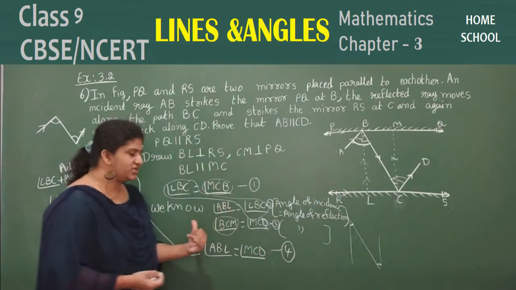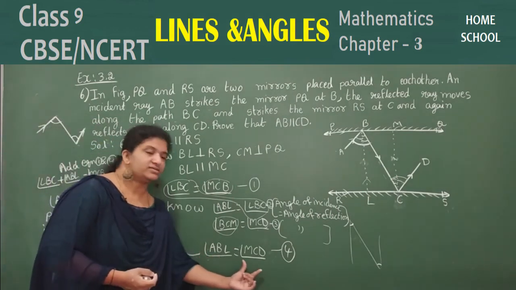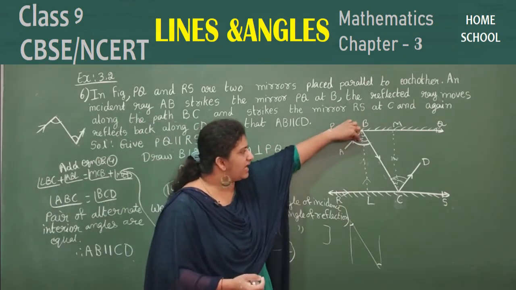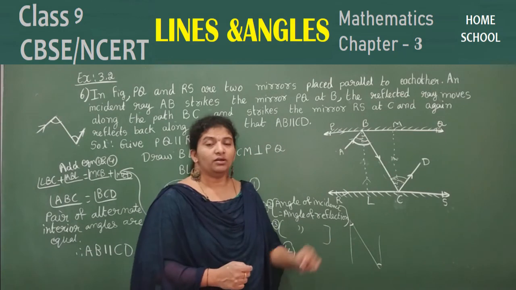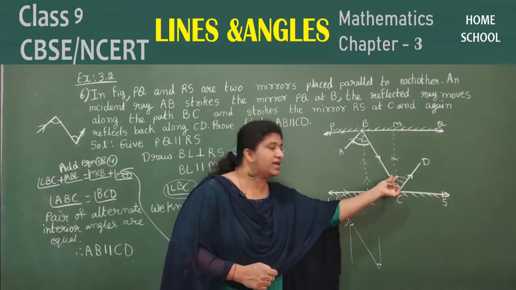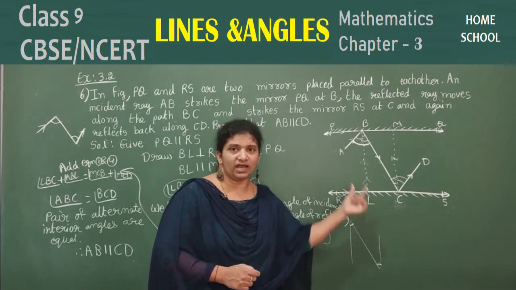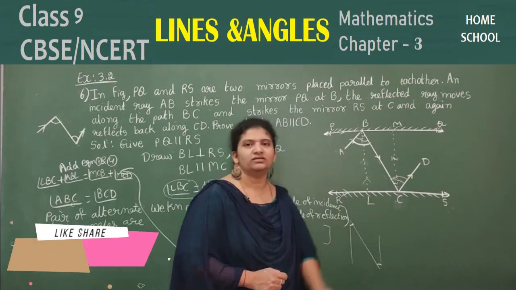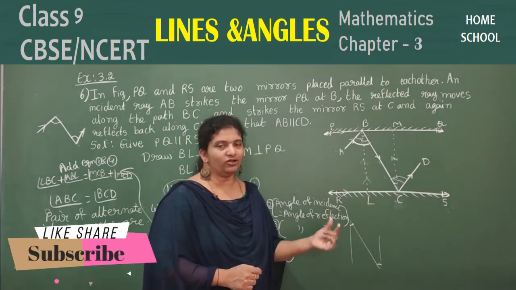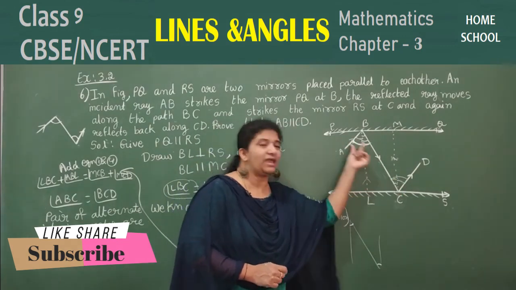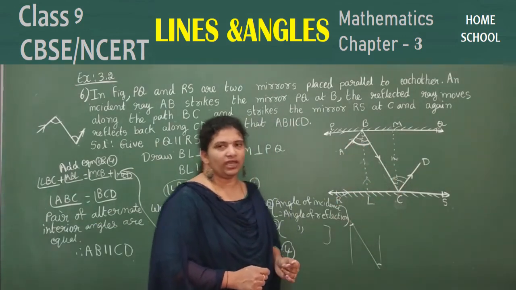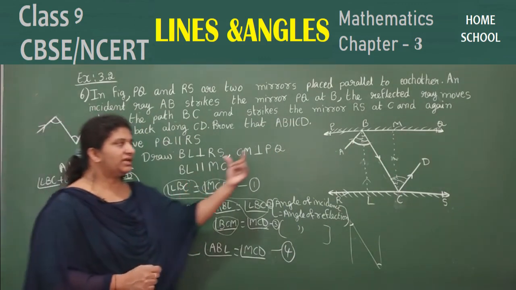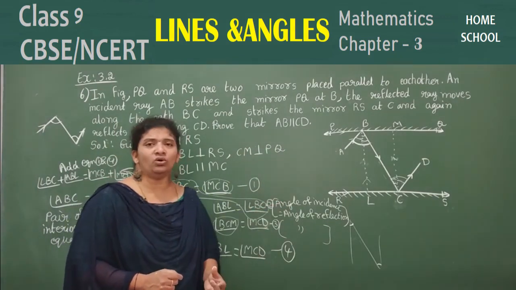Comparing the three equations, what can you write? Angle ABL is equal to angle MCD. Angle ABL means this angle and MCD, this angle we got. But by the first equation, this is equal to this, no? So add equations 1 and 4. This complete angle is equal to this complete angle, right? That indicates that the alternate interior angles are equal. If a pair of alternate interior angles are equal, then automatically we can say AB is parallel to CD.